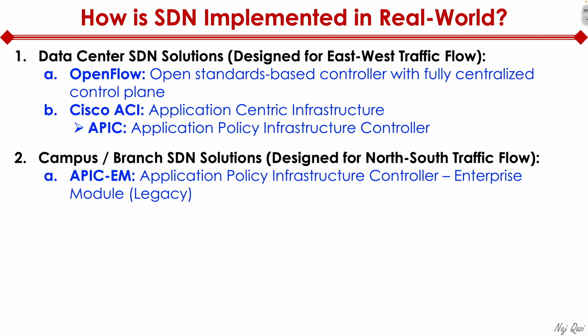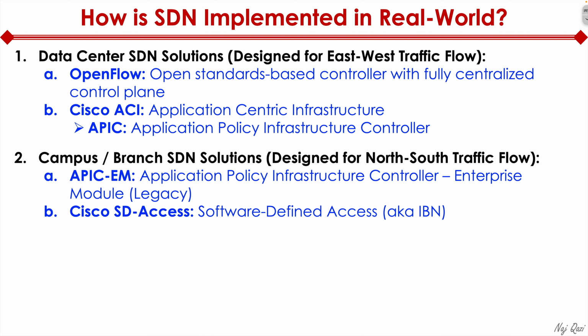Now, the first solution that Cisco had a couple of years ago was called APIC-EM. So they took the ACI APIC and they added a keyword, enterprise module, or EM, to make it more branch-centric. And it wasn't just a name difference, but they actually changed a lot of the functionalities within that controller to make it more campus network centric based on that 3-tier north-south traffic flow.